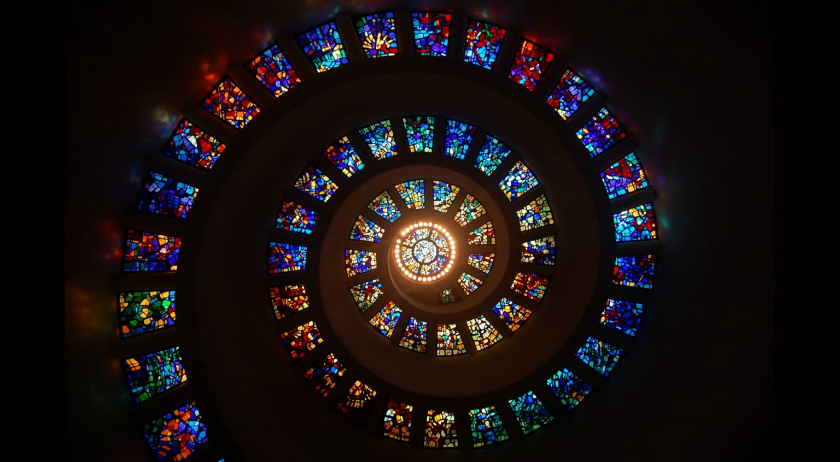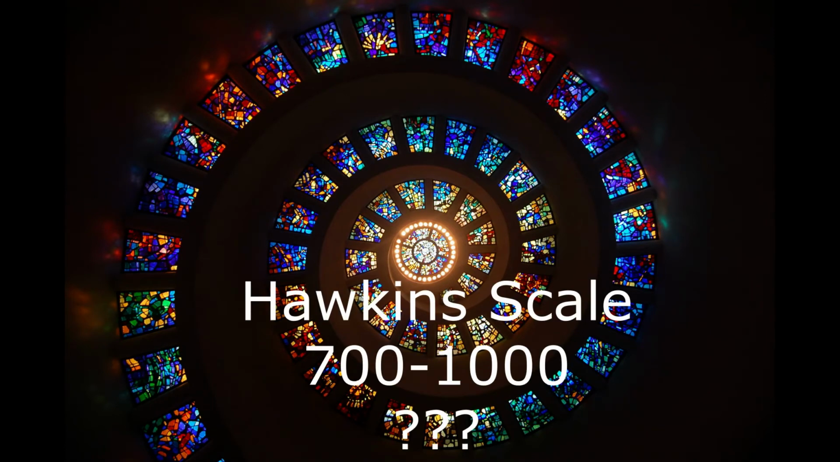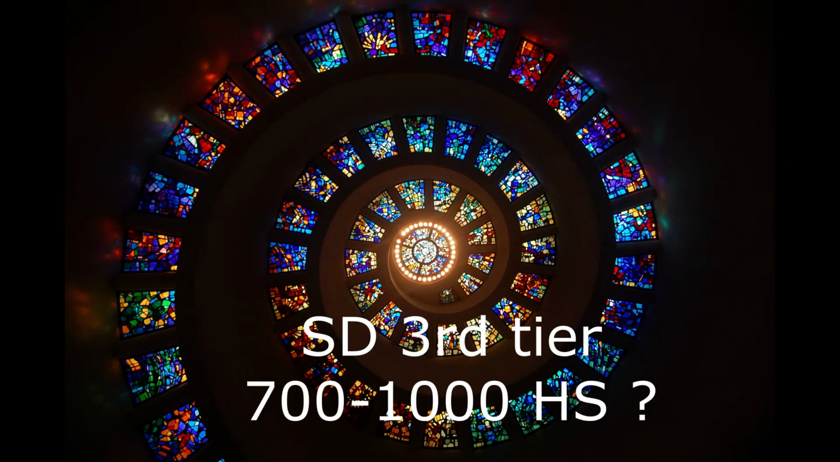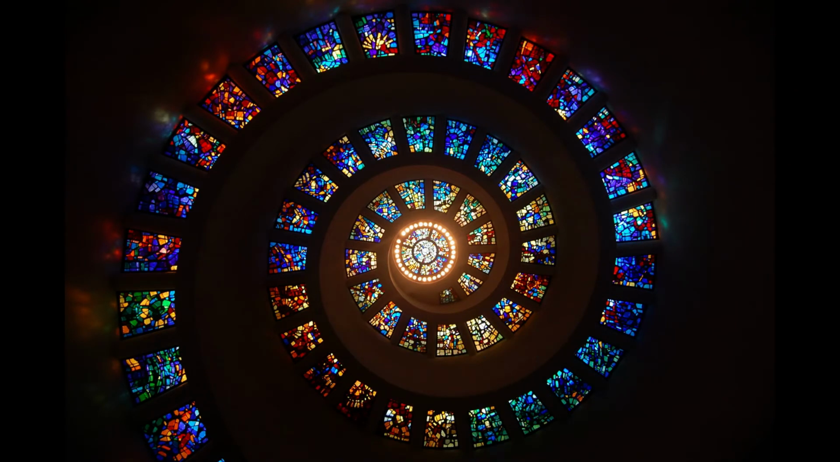But the Hawkins scale doesn't stop at 700. It goes up to 1000. So there's the possibility of something that has been discussed sometimes in advanced spiral dynamics circles, that there might be a third tier. But what could be the third tier? If the first tier of spiral dynamics is about personality development, and the second tier is about finding and liberating the soul, what could the third tier be about?